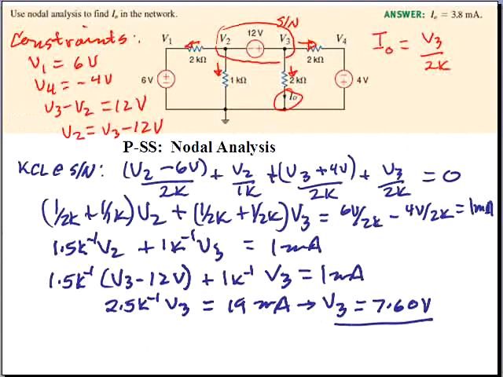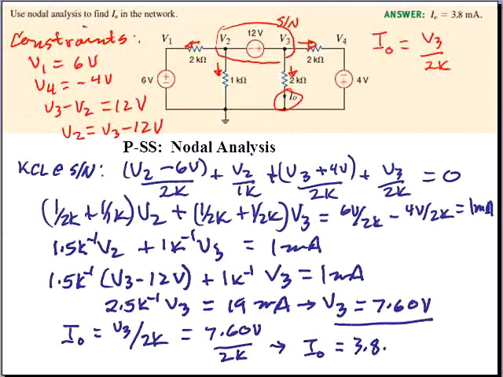I sub O is equal to V3 divided by 2K, which would be 7.60 volts divided by 2K, or I sub O is equal to 3.8 milliamps.